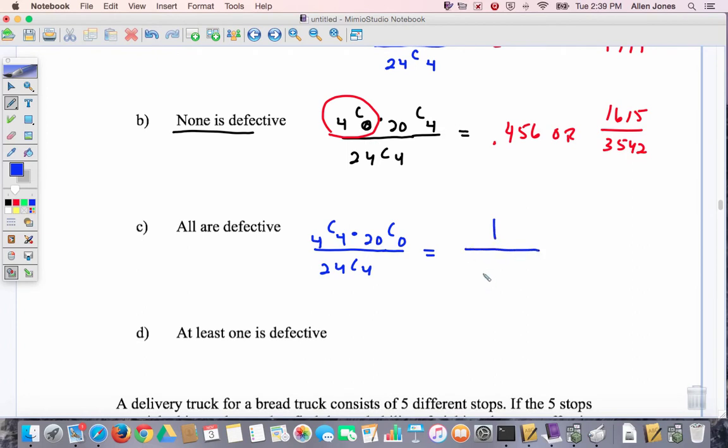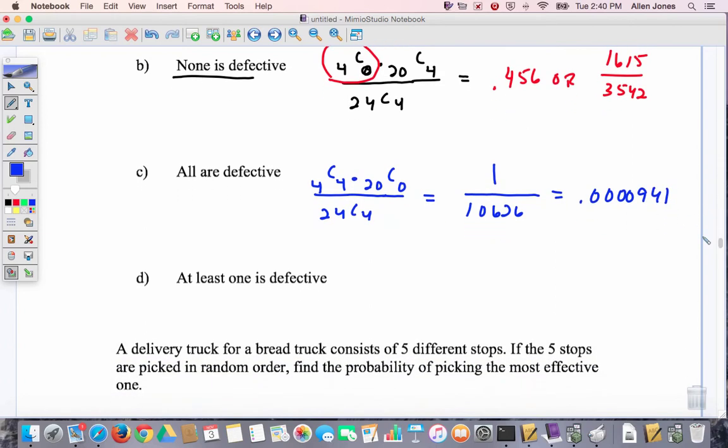And another side note here, 4C4 has a value of 1, 20C0 has a value of 1, so I can shortcut my numerator to be just 1 over 24C4, which is 10,626, or as a decimal, that's 0.0000941. And one more time, at least one is defective.